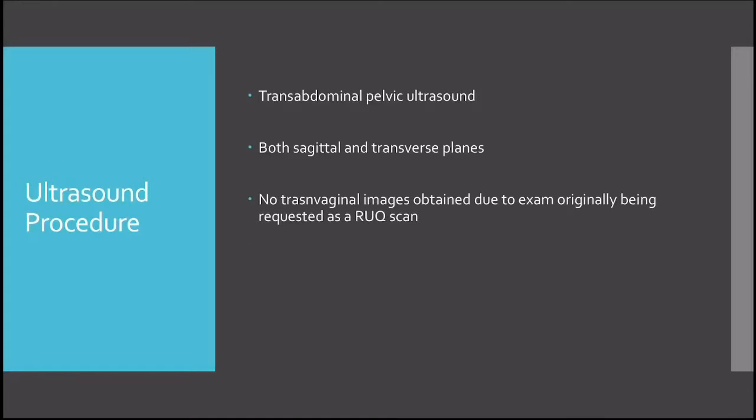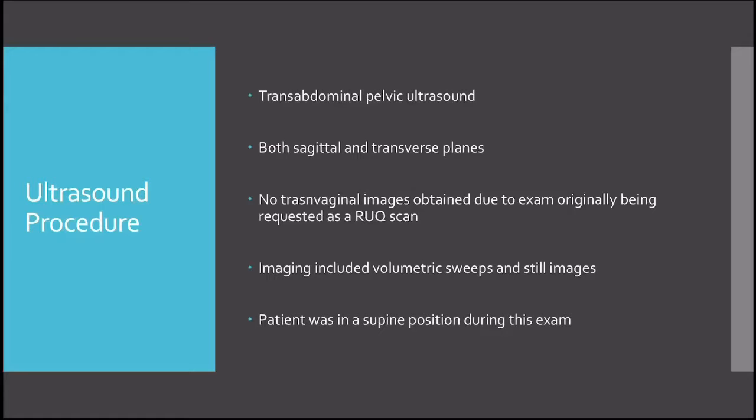For the ultrasound procedure, we performed a transabdominal pelvic ultrasound. We took images in both the sagittal and the transverse planes. There were no transvaginal images obtained due to the exam originally being requested as a right upper quadrant. After we talked to the radiologist, we realized that transvaginal images were not necessary. We got enough transabdominally, and she was in a lot of pain. We also included volumetric sweeps and still images, and the patient was in a supine position during this exam.